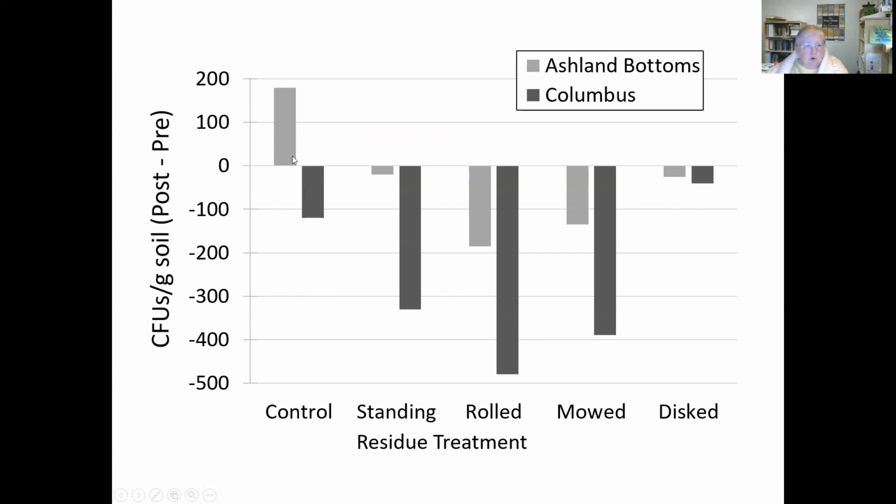This is the control. They had no mustard. If we disked the mustard, we actually lost a lot of the control. This is the difference between post and pre. You can see the best way of managing the cover crop is to roll it. So minimal disturbance of the cover crop, rolling it down, flattening it, and then planting the soybeans into that had the best control of the charcoal rot.